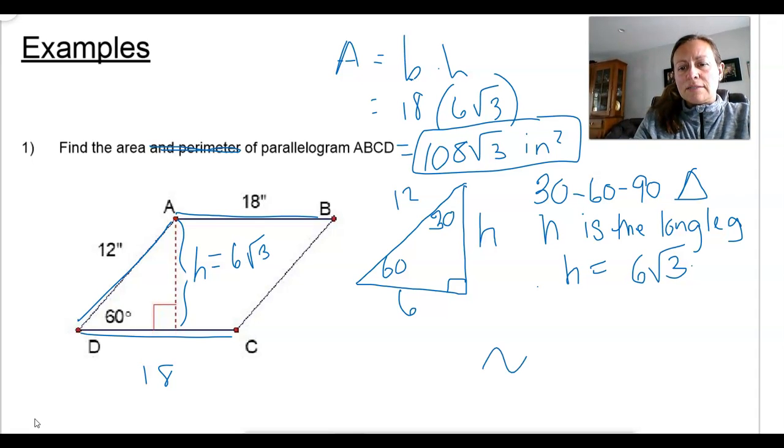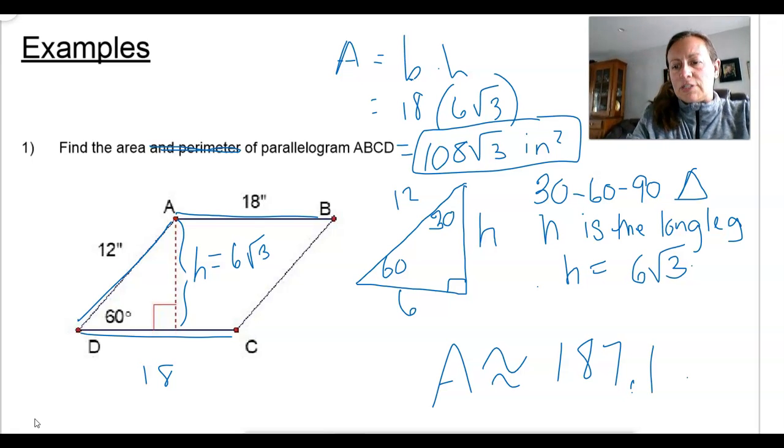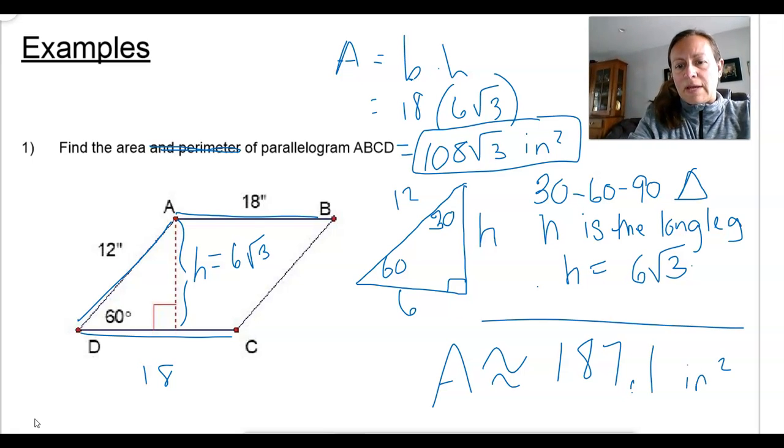If you want an approximate answer, you're just going to put that into decimal form. Your calculator can do that for you. And you should get 187.1. And that would be square inches. Okay.